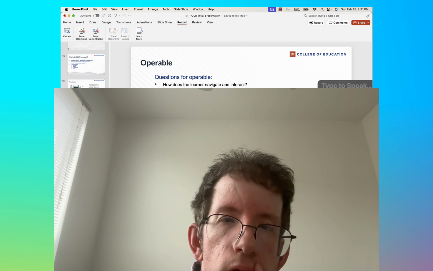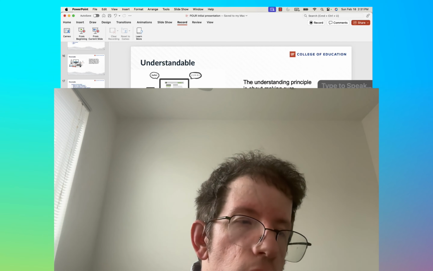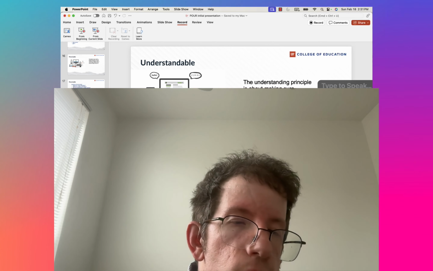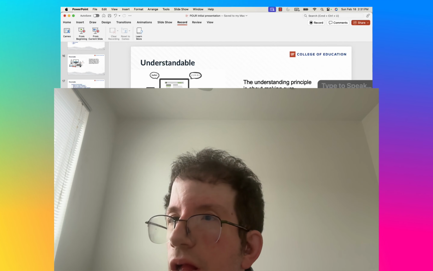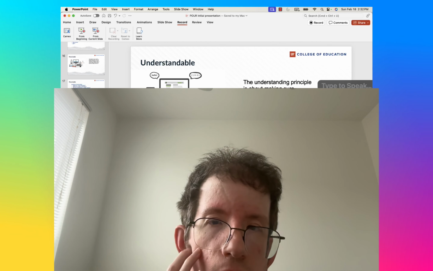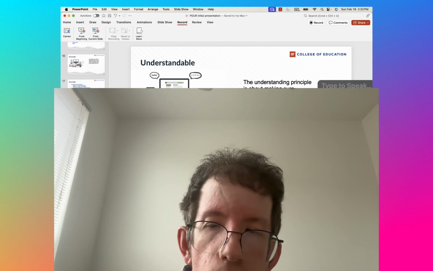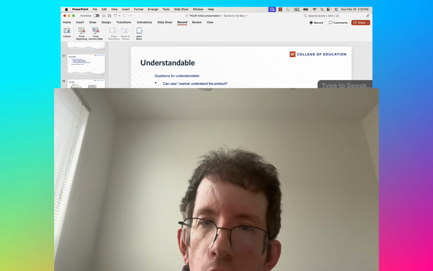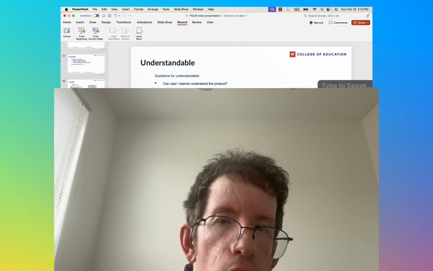The understandable principle is about making sure that directions and content are clear, translatable, and represented well. VEX Robotics, for instance, has a storybook for their VEX 123 for young children that presents them with a basic introduction and directions to the robot. Questions for understandable include: can the learner understand the product? Are the directions simple and clear? Is there consistency? Is plain language used? Is the language used identified?